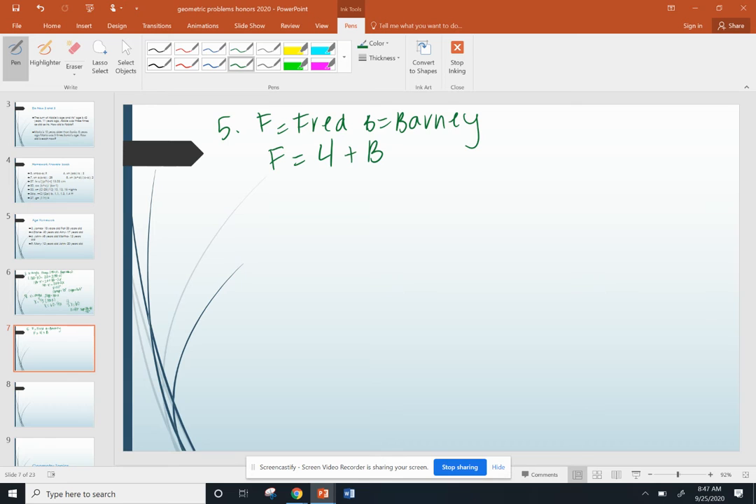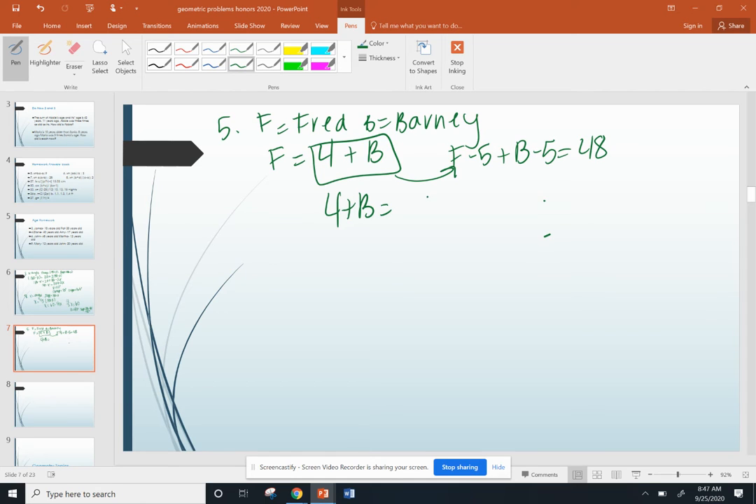So we're going to take Fred minus 5 plus Barney minus 5 equals 48. Then we're going to plug in. So we have F and F, so we can substitute. And we say 4 plus B minus 5 plus B minus 5 equals 48. And then we're going to combine our like terms. So minus 5 and 4 gives me minus 6 plus 2b equals 48.